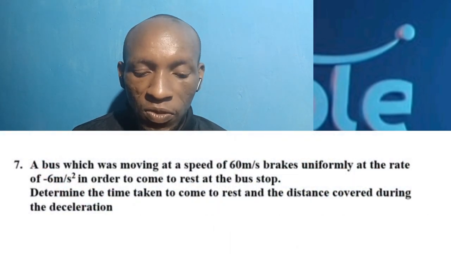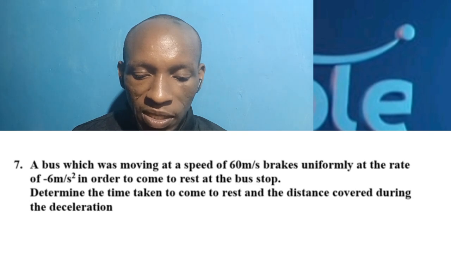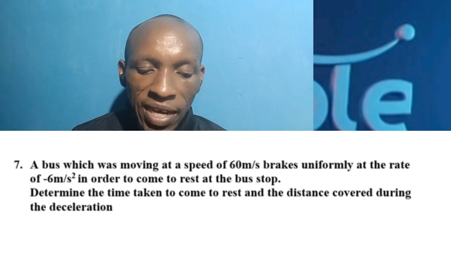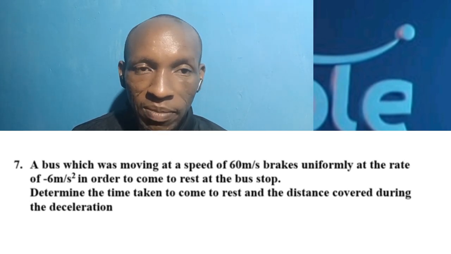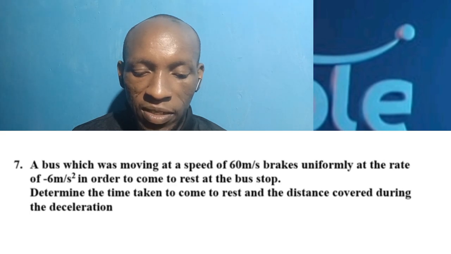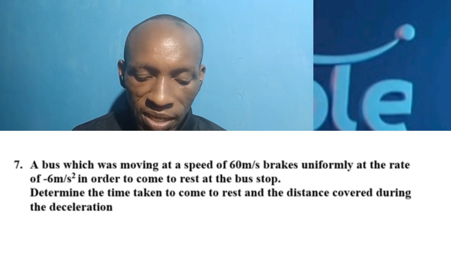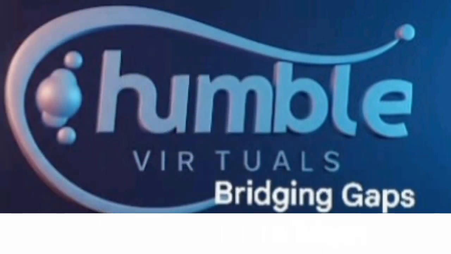Question 7. A bus which was moving at a speed of 60 meters per second brakes uniformly at the rate of negative 6 meters per second square in order to come to rest at the bus stop. Determine the time taken to come to rest and the distance covered during the deceleration. Work on that. Now, let us move to the next stage.